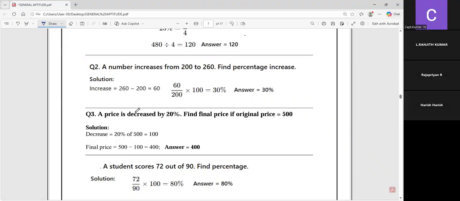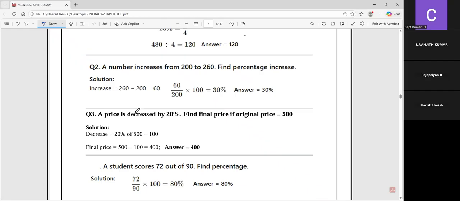The number increased from 200 to 260. Find how much percentage will be increased. First, we are going to calculate how much increase from 200 to 260. The difference is 60. And what is the actual value? Actual value 200. So 60 divided by 200. I want that answer in percentage. That's why I'm going to multiply by 100. I'll get 30 percentage.